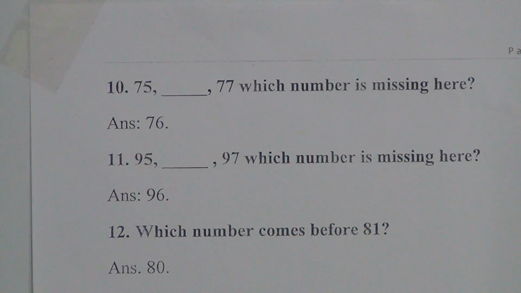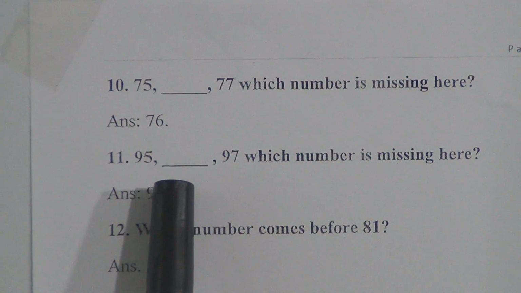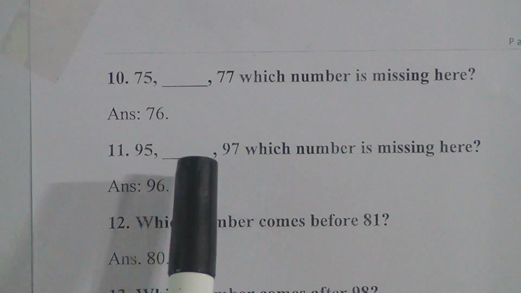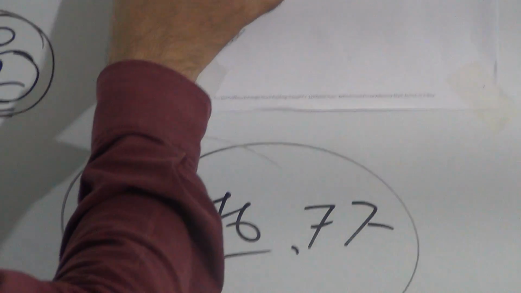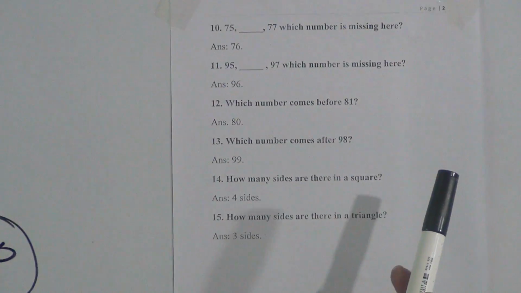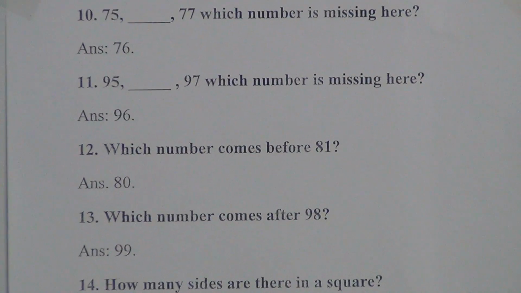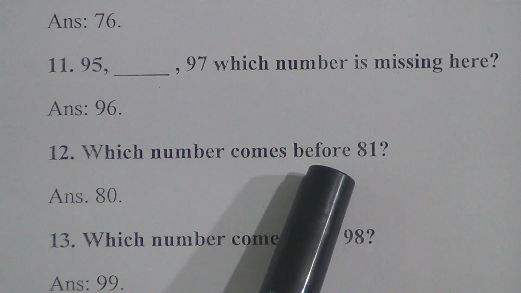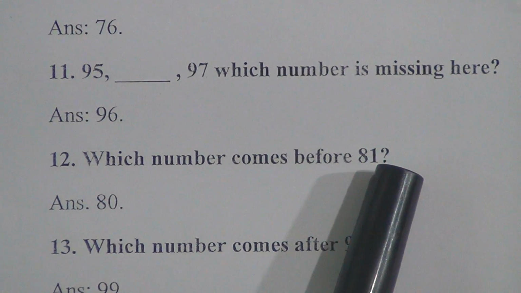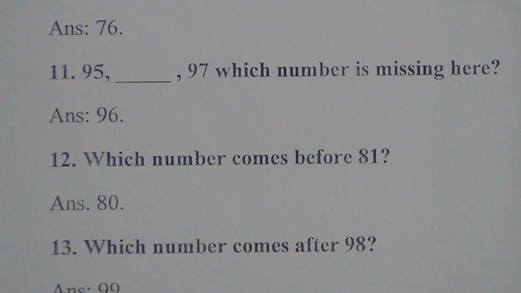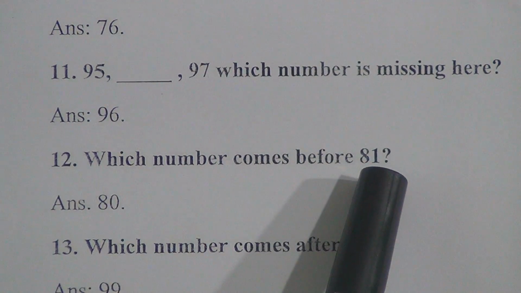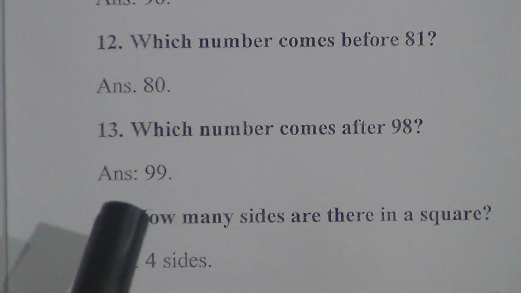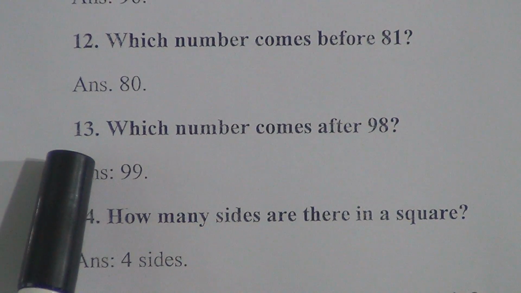Question 11. 95. Here is the gap and then 97. Which number is missing here? Dear students, similar question. After 95 we will get 96 and before 97 the number is 96. So answer is 96. Which number comes before 81? The students, just before the number. Here before 81 will get the number 80. Here is 80.